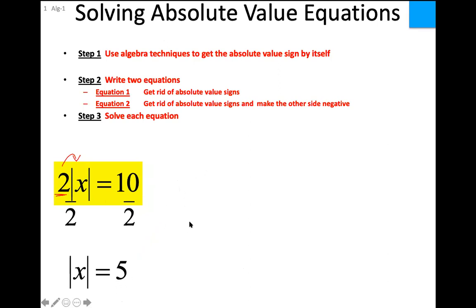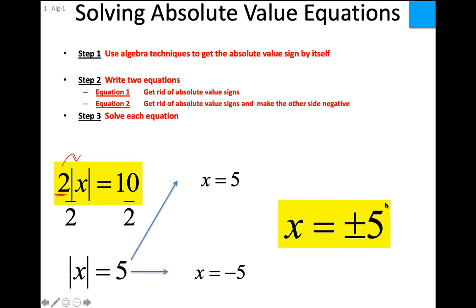We write the two equations now. The first one is just erase the absolute value symbol. The second one is write the opposite of 5. The opposite of 5 is negative 5. Okay? So the two answers are x is equal to plus or minus 5. Check that out. Put a positive 5. The absolute value of 5 is 5. 5 times 2 is 10. Put a negative 5. The absolute value of negative 5 is 5. 5 times 2 is 10. There's the two numbers that make this true. So it's not a complicated procedure.